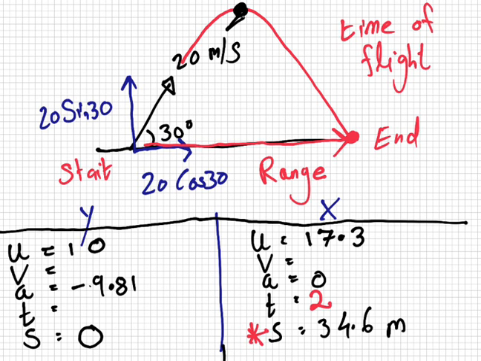I want you to tell me the vertical, this here. Now, that's a separate problem which I need to remove. Can I remove this here? Yeah, just this information. S is not 0 anymore. T is not 2 anymore. And S here is not 34.6.